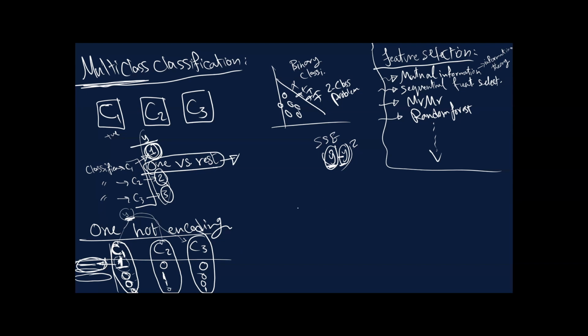Okay, if you are trying to visualize this, let's consider that our classes are RGB. So let's say that C1 was R, and then we have green and blue. Let's say that these were our classes, and we need to classify them. So we have red, green, and blue.